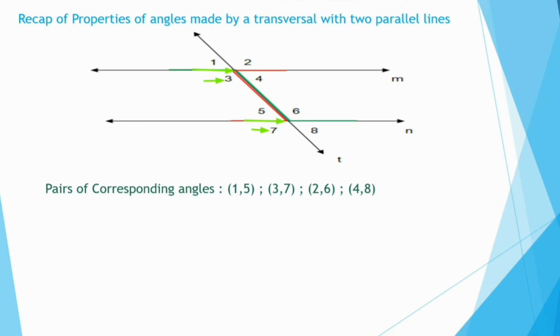Same way angle 4, here you can see angle 4 and angle 8, they also lie in the same position on the same side of the transversal and below the parallel lines. And then 2 and 6, they are above the parallel line and on the same side, so they are corresponding angles, pair of corresponding angles. Now let's see quickly the next type.